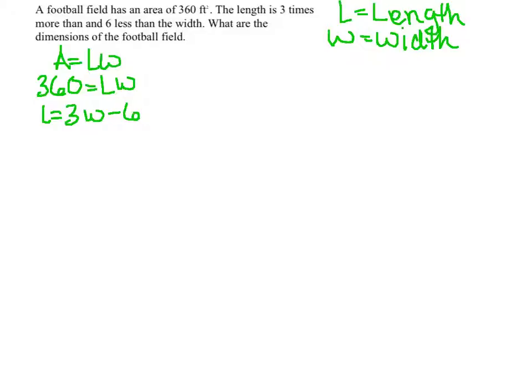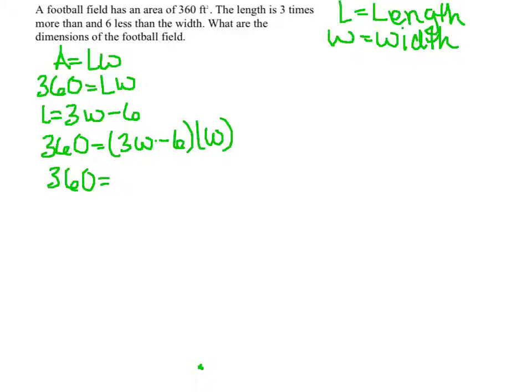So it's going to look like 360 equals 3W minus 6 times W. So we're going to first multiply that out. So it's going to be 360 equals 3W squared minus 6W. And then we're going to have to create this equation equaling 0.